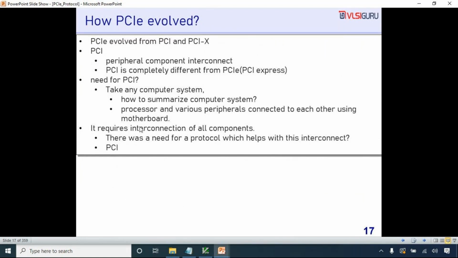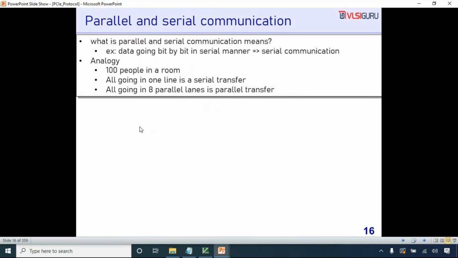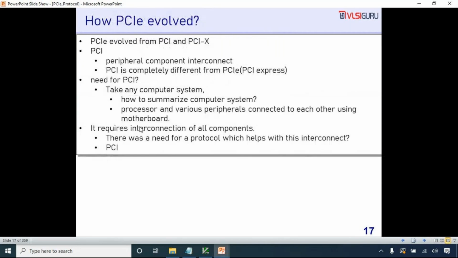Let's start with how PCI Express has evolved, because everything before that was the same thing that we discussed in the previous session. Now let's talk about how PCI Express has evolved. Actually, PCI Express has evolved from PCI and PCIX. There is a big difference between PCI and PCI Express. What is one of the major differences?